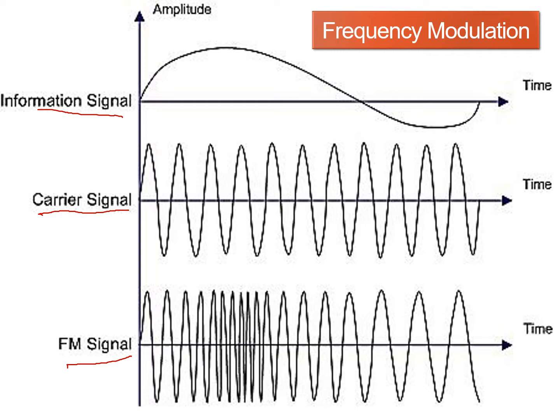So for the waveform of FM, the waveform that is close together here represents the peak of this information signal, while the waveform that is more apart represents the value of the sine wave.